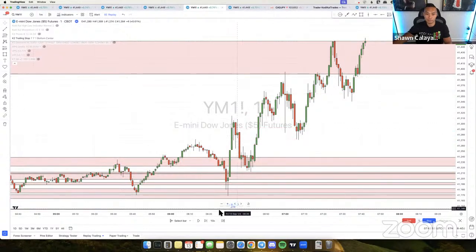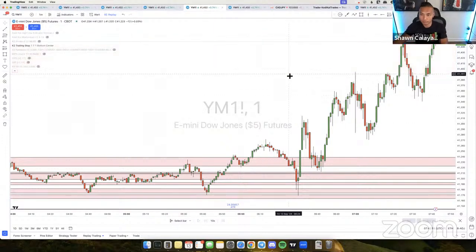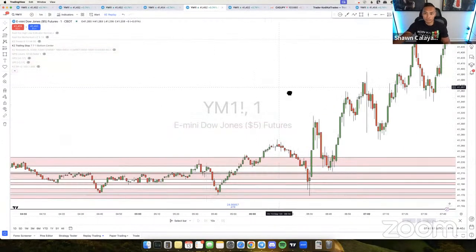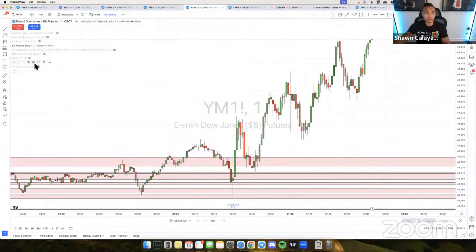So let's see if this here. Oh, never mind. I can't go that high. Yeah, looking at the zones right here, it looks like price broke above this area.